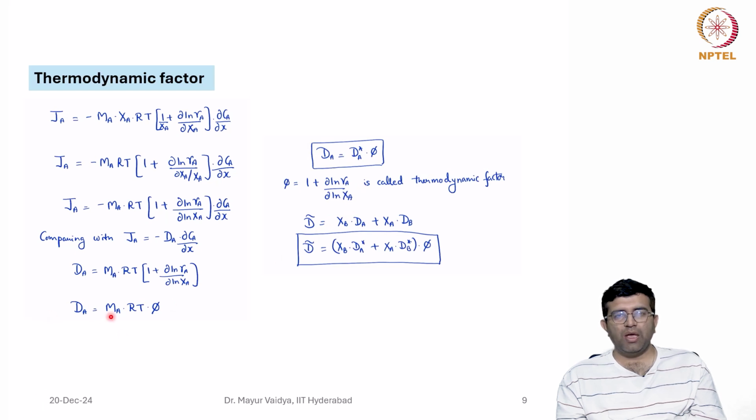This quantity is what is known as the thermodynamic factor. And we saw that Ma into RT is nothing but dA star, which is the tracer diffusion coefficient. Therefore, you have dA is equal to dA star into phi. So, this phi is equal to 1 plus dou ln gamma A by dou ln Xa. It is called the thermodynamic factor. Now, if you substitute this dA as dA star into phi in the Darken's equation, what you get is d tilde is equal to Xb into dA star plus Xa into dB star, into phi. So, this is the Darken's equation in terms of the tracer diffusion coefficients.